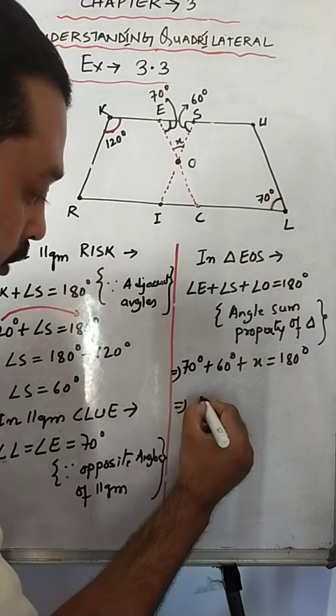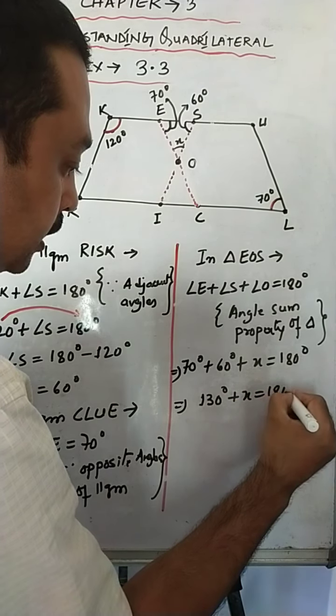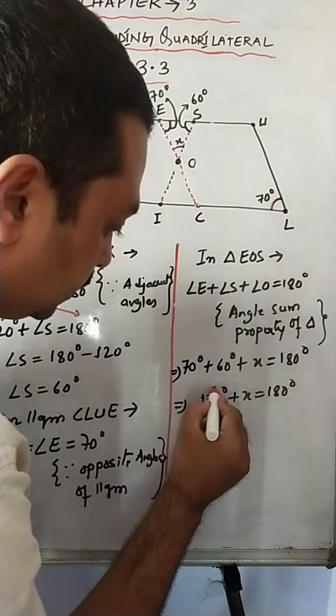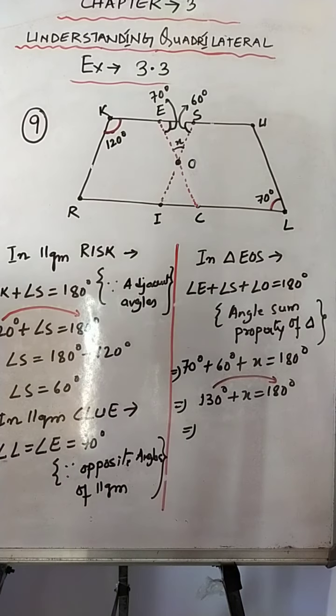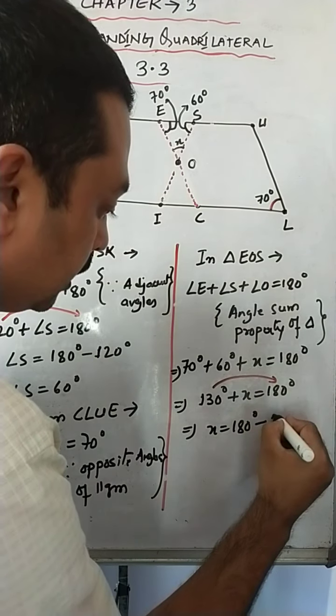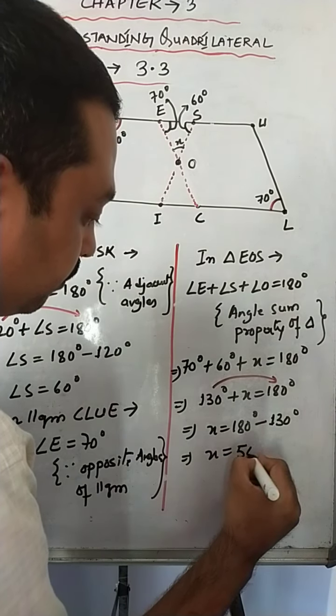Now this is 130 degree plus X is equal to 180 degree. Now how to get the value of X? Obviously we have to transpose this 130 degree towards the right hand side, isn't it? So X would be equal to 180 degree minus 130 degree. So that would be X equals 50 degree.